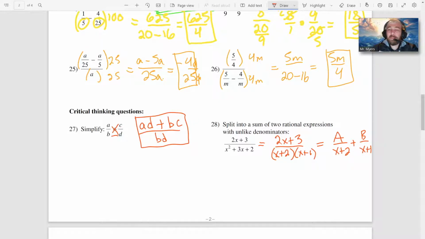And it gets a little bit more complicated even than this, but I'm going to spare you because it's a little too soon. So basically, if we were to multiply this out, it would be a times x plus 1 plus b times x plus 2 all over x plus 1, x plus 2. But this stuff right here is supposed to be equal to 2x plus 3, right? So now we have to figure out what a and b are, because once we figure out what a and b are, then we're done doing what they asked us to do. Split it up into two rational expressions with unlike denominators.